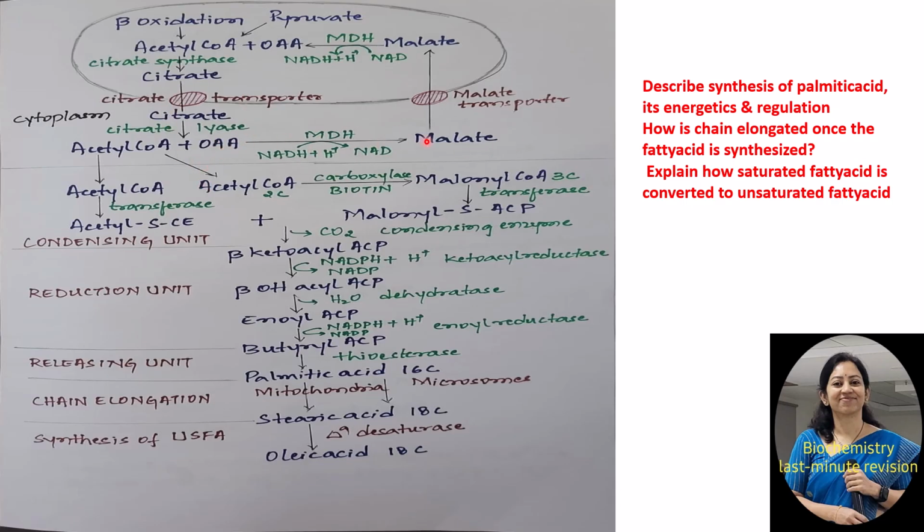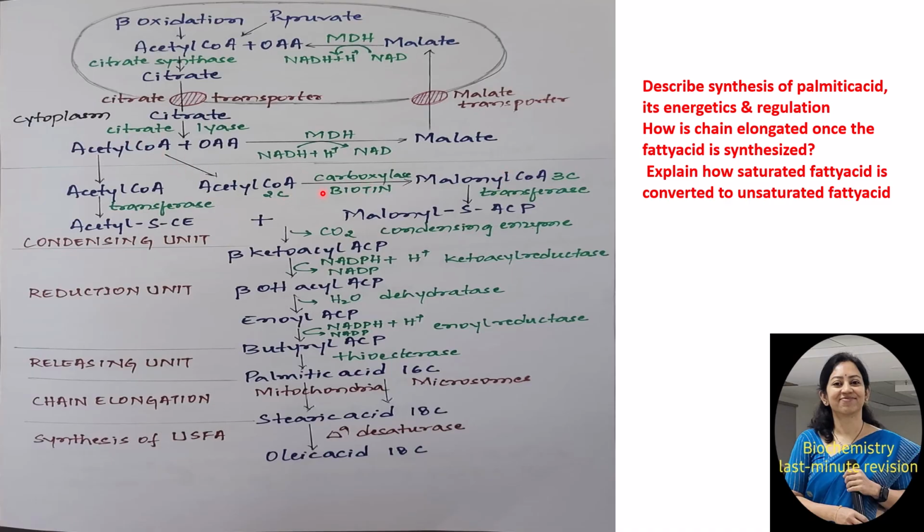So oxaloacetate gets reduced to malate. We have a separate transport protein for malate. Malate enters into the mitochondria. It gets oxidized to oxaloacetate to rerun this cycle. Now, what is the fate of this acetyl-CoA? Now, this acetyl-CoA gets converted to malonyl-CoA by a carboxylation reaction.